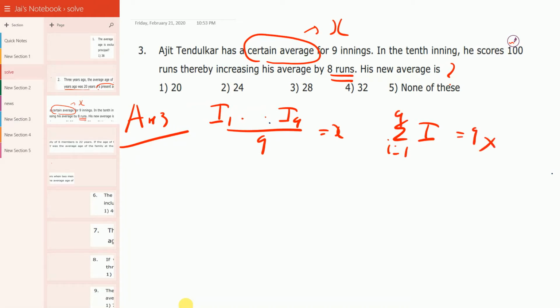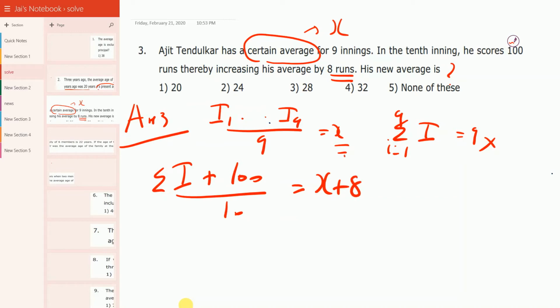Now in the second statement, it is given that he scores 100 runs in the 10th inning, thereby increasing his average by 8 runs. That means the value of average has been increased by 8 runs. So they are asking me to find his new average.